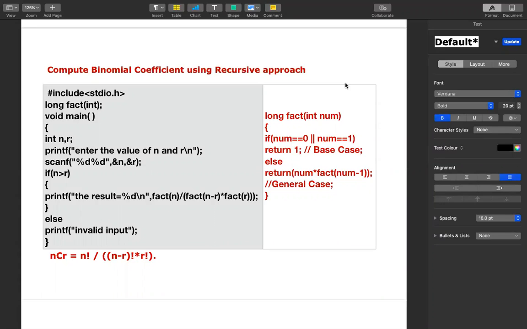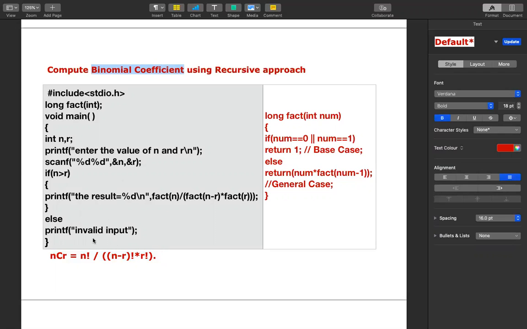So what is binomial coefficient? Do you know what the binomial coefficient formula is? It's nothing but nCr. nCr is given by a numerator consisting of n factorial divided by a denominator of (n minus r) whole factorial into r factorial. So this is the formula to compute nCr.